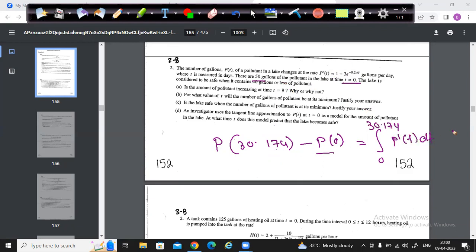See how simple the questions are. Dead simple, basic questions. So P of 30.174, you'll use your wonderful calculators and find the value, which is P of 0 plus the integral from 0 to 30.174 of P dash of t, 1 minus 3 times e power something, dt. Tell me what value you get. If it is less than 40, safe. If it is greater than 40, not safe. As simple as that.